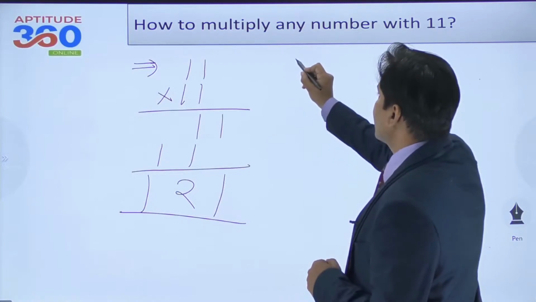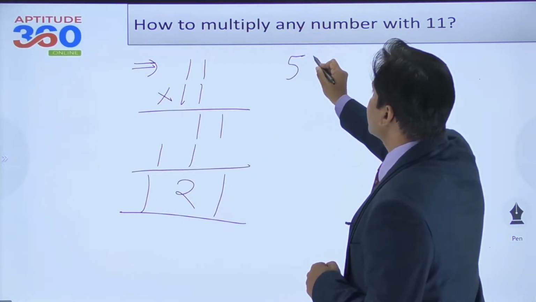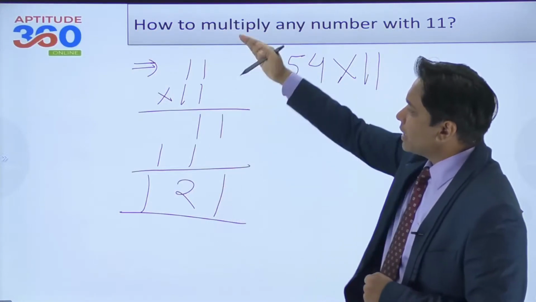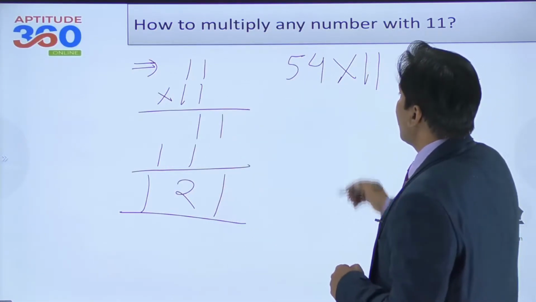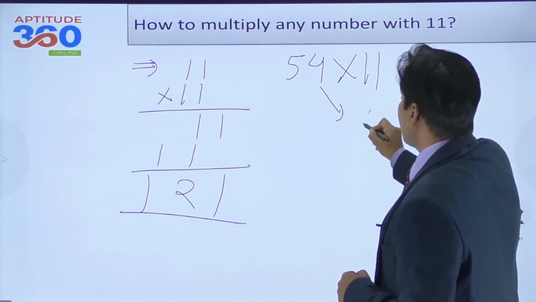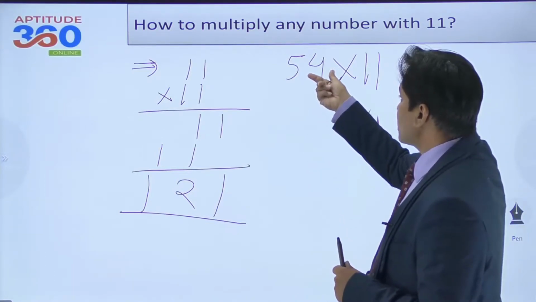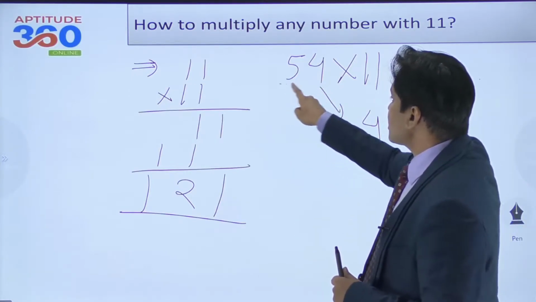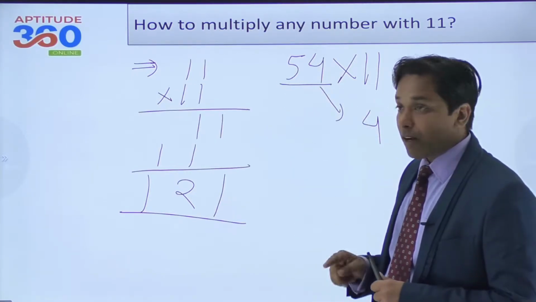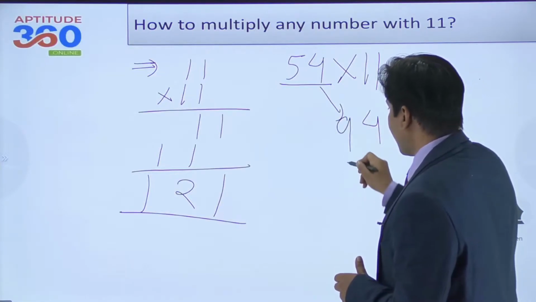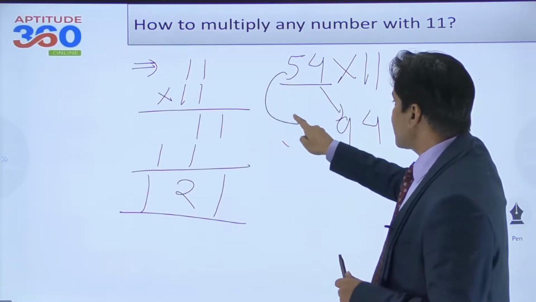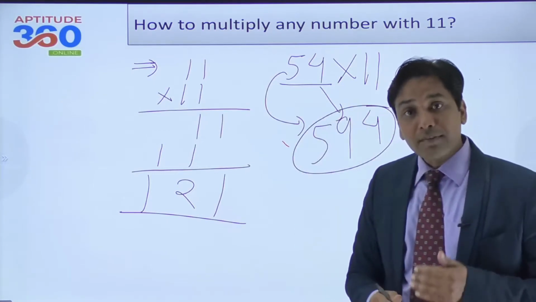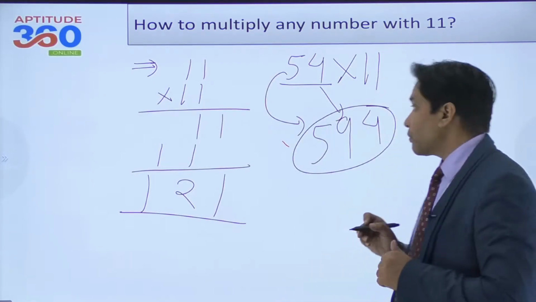Now I'm going to take a bigger number, say 54 into 11. Rather than taking this kind of space, I will do this. The digit 4 over here will be written over here, and the second step is to add these two numbers, 5 and 4, which is 9, and then write this number 5 over here. So what is this number? This is 594. How did this happen?